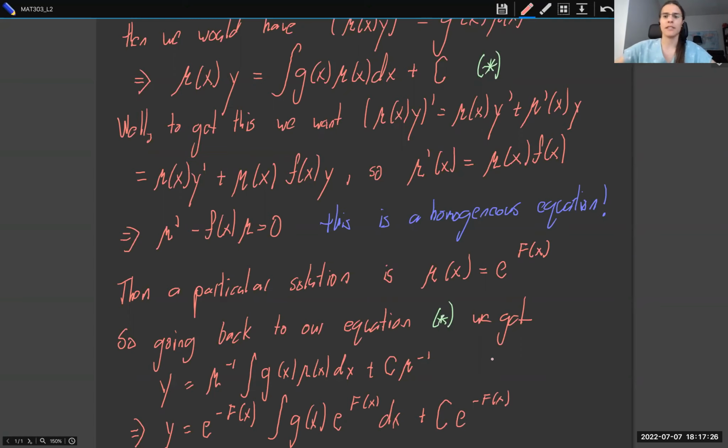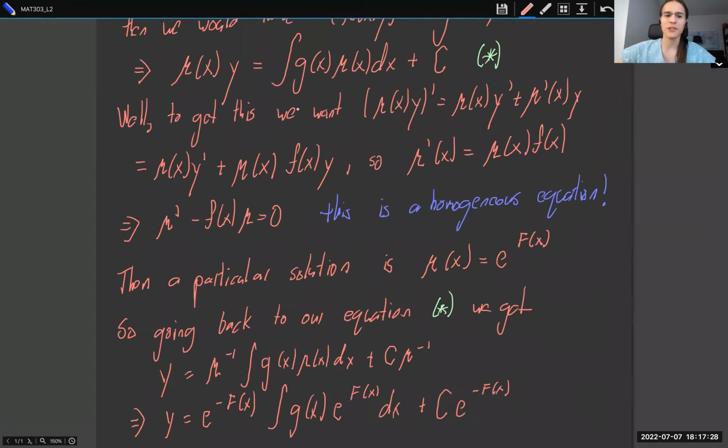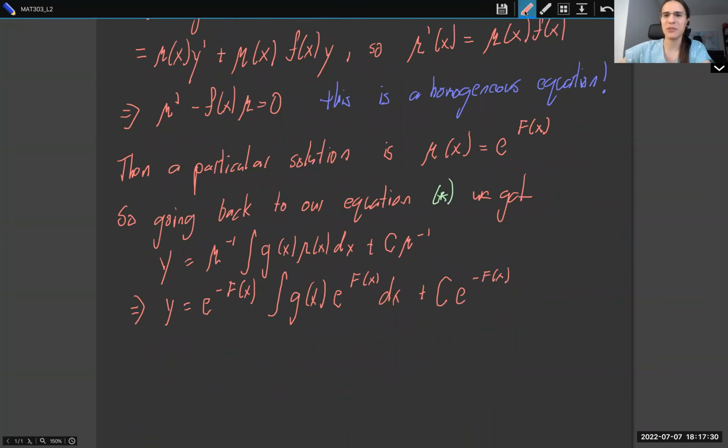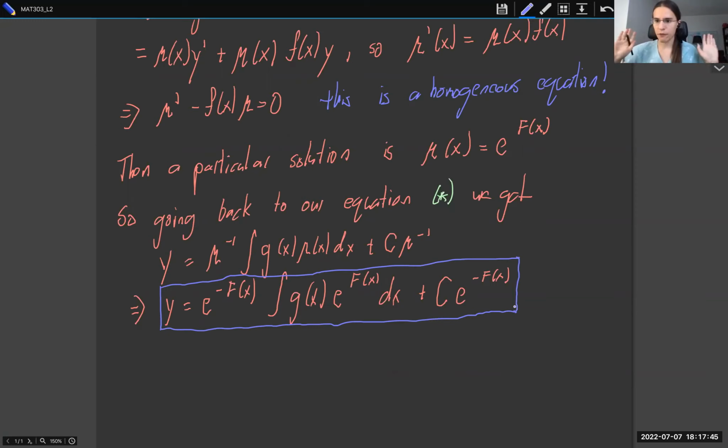Now, do not memorize this formula. Please, for the love of God, do not memorize this formula. You are not allowed to use this formula on assignments. I will show you how you are going to actually do problems using this technique of integrating factors. But the point is that we have been able to find a solution for the general first order linear equation.